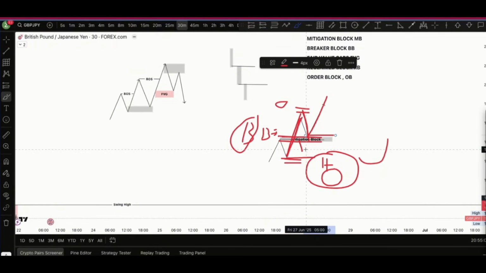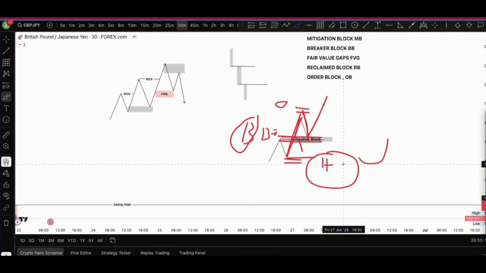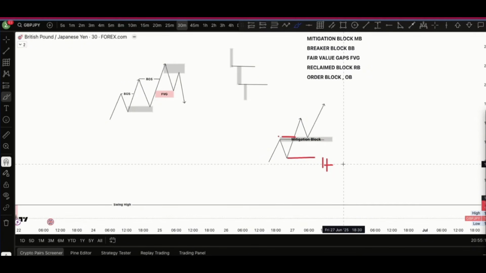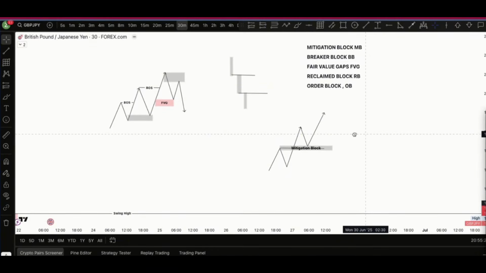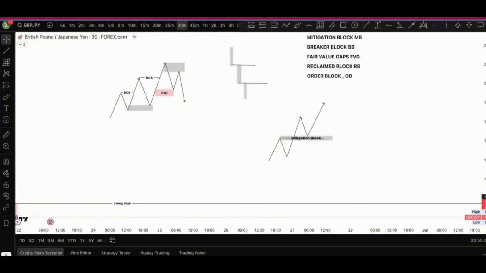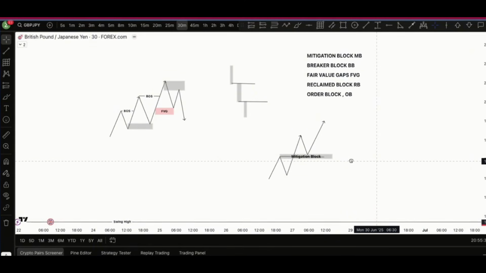So that is why we have this mitigation block, which is the same thing as break and retest. At first we were trading break and retest, and we don't know the reason why. What is the rationale behind break and retest? So this is the reason. Please, are we together? Yes. Okay, good. So that is a mitigation block. I hope you've understood it.